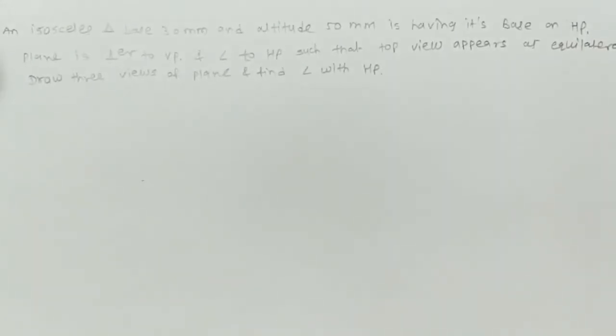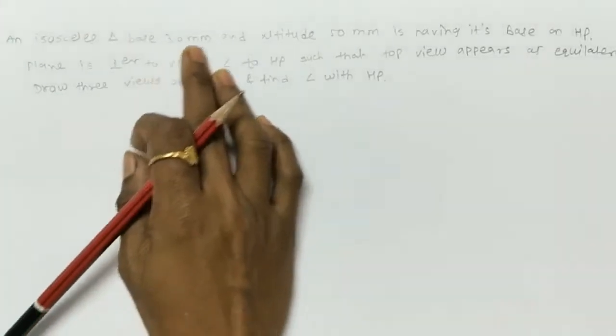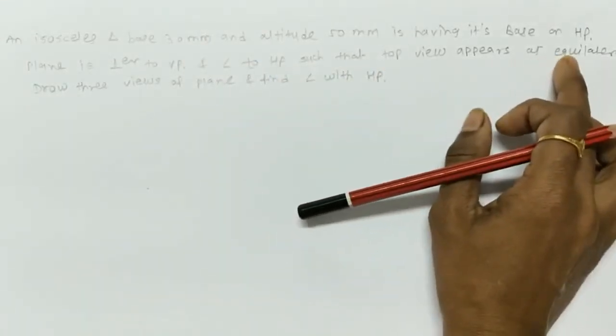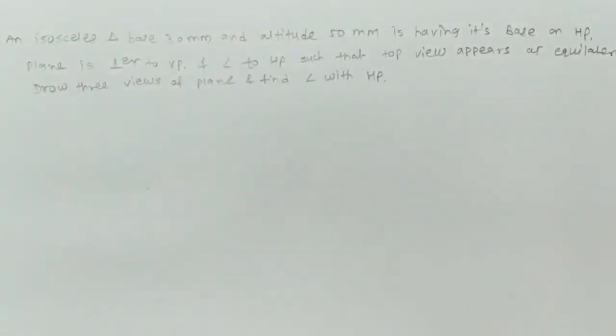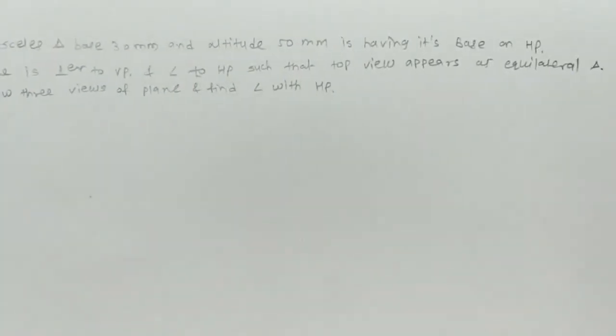In this video, we will see an example of projection of plane. The example is an isosceles triangle with base 30 mm and altitude 50 mm, having its base on HP. The plane is perpendicular to VP and inclined to HP such that the top view appears as an equilateral triangle. Draw three views of the plane and find the angle with HP.